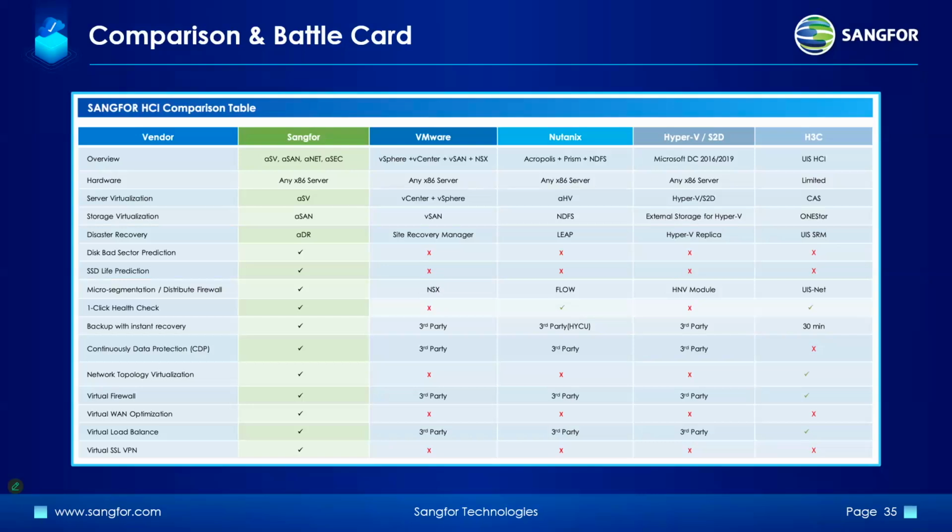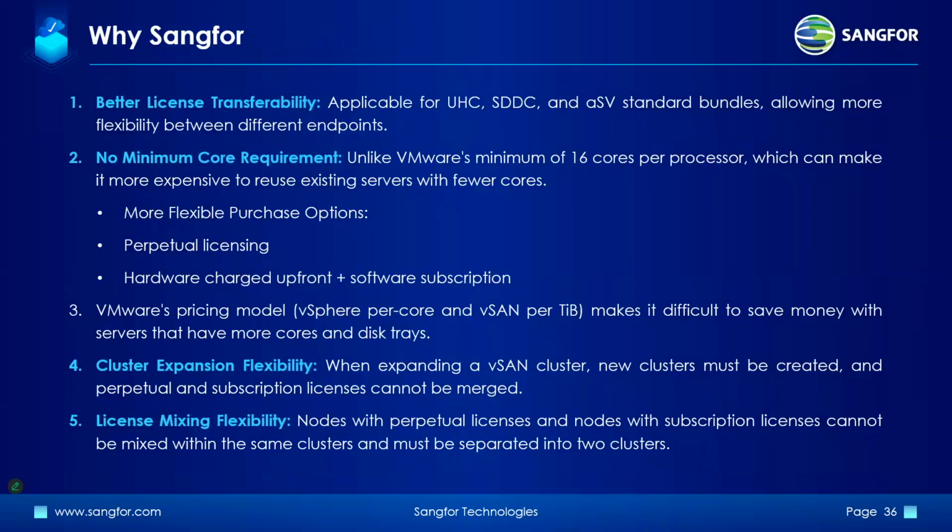And at the end of the day, of course, why Sangfor? Better license transferability, no minimum core requirements, even for one node or two nodes. If you just need a hypervisor, the minimum number of cores doesn't matter. We just license based on the number of processors. If you have one processor, one license; two processors, two licenses; four processors, four licenses. As simple as that, right? And of course, license mixing flexibility and cluster expansion flexibility, all these capabilities that we are bringing in. So I hope you understand that.